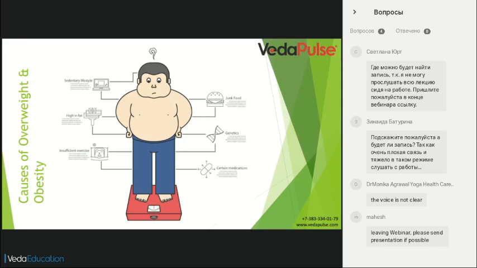Okay. Sure. So we would start with the causes of obesity, and they include genetics, which means if my parents are obese, I have a higher chance of developing obesity.